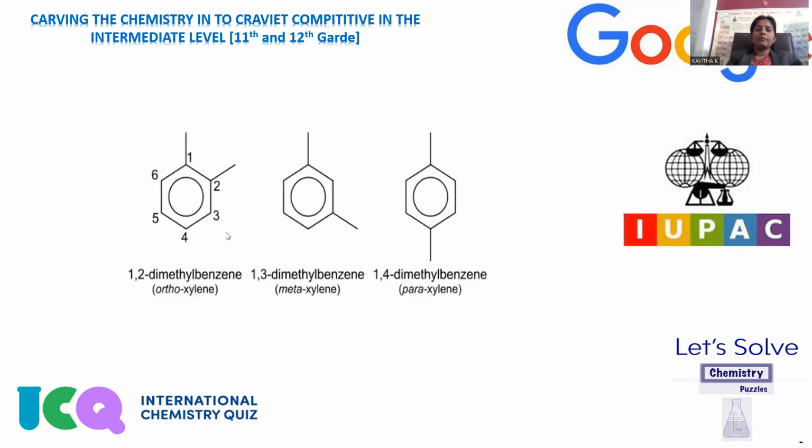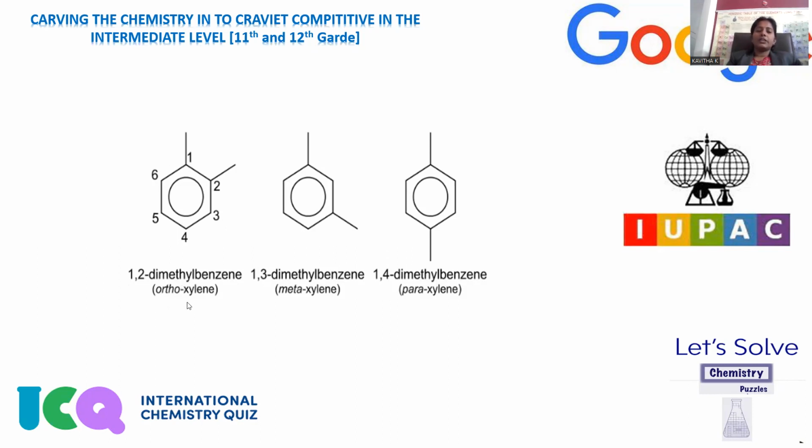In order to name them, let me mention the positions 1, 2. What is there? Methyl. 1,2-dimethylbenzene. You can assign the IUPAC name 1,2-dimethylbenzene. And the second will be 1,3-dimethylbenzene. And the third one will be 1,4-dimethylbenzene.